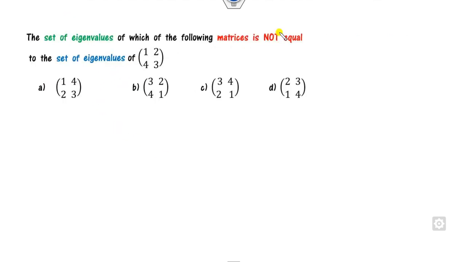Okay, which of the following is not the set of the same eigenvalues? That's very simple. There is no need to solve. Just look at the diagonal values, 1 and 3. So the diagonal values are 1 and 3. This is the correct option. This is the 1 and 3 correct option. Diagonal values are not the same. So this is not the same set of eigenvalues.